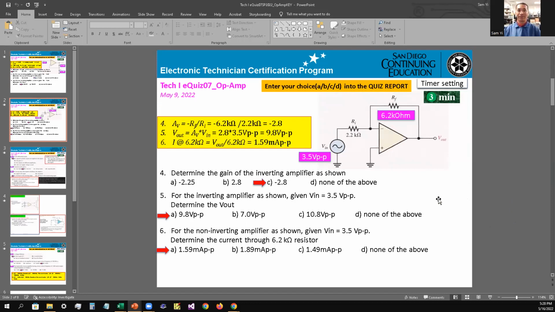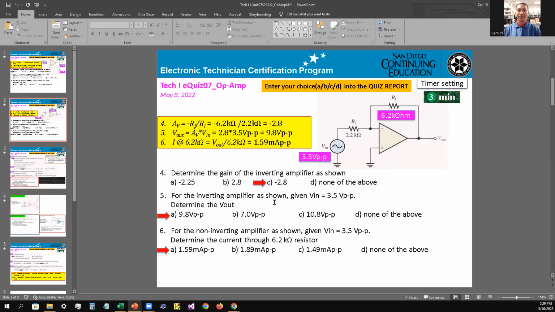Number 4, determine the gain of the inverting amplifier as shown. This is an inverting amplifier because the signal is applied to the negative side of the op amp. So the gain is AV equals negative RF divided by Rin. RF is 6.2 kilo ohm, so negative 6.2 kilo ohm divided by 2.2 kilo ohm yields negative 2.8. So the answer is C for number 4.